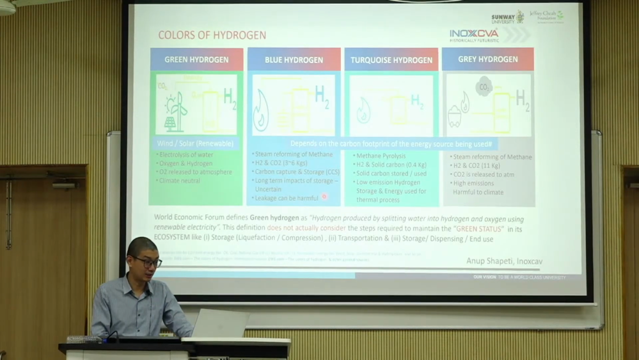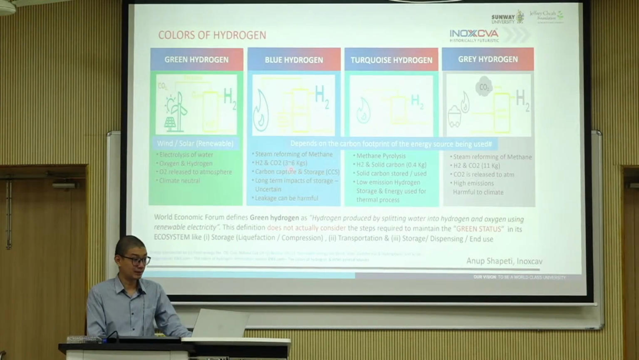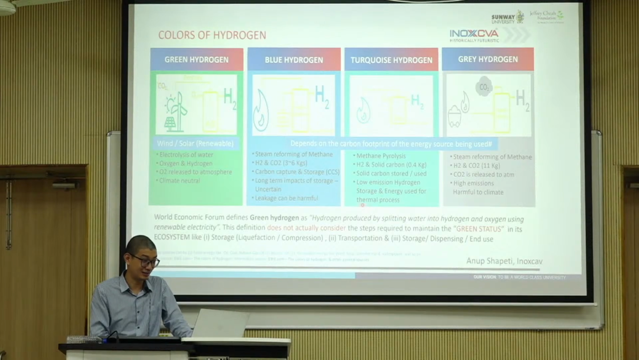Then this one is the blue color with the carbon capture. The blue color is carbon capture from 11, no, from 11 to 3 to 6. That means almost reduced more than half with the carbon capture. So you see the long-term impact, because as I mentioned, after you store the carbon, then what to do with your carbon? Just keep storing. So for me myself, it's not really solving the problem.